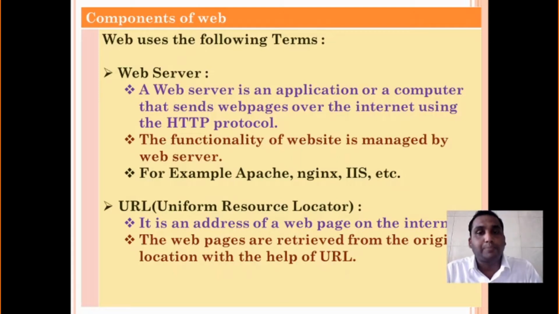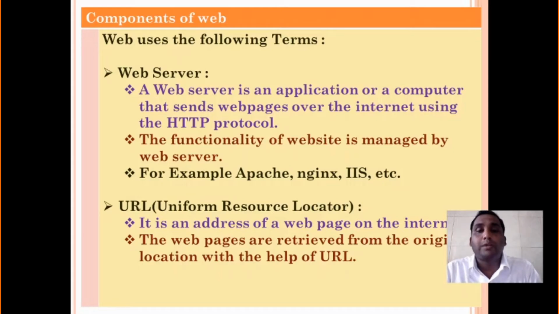Different examples of web servers are Apache, Nginx, and IIS, Internet Information Server from Microsoft. Widely used is IIS for Windows computers, Apache for Unix and Linux computers.